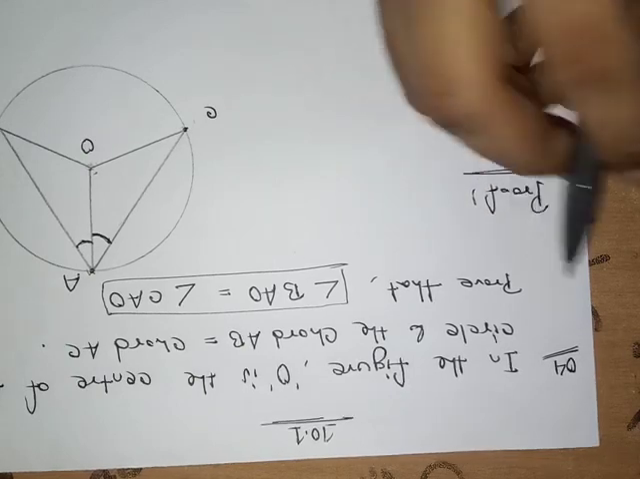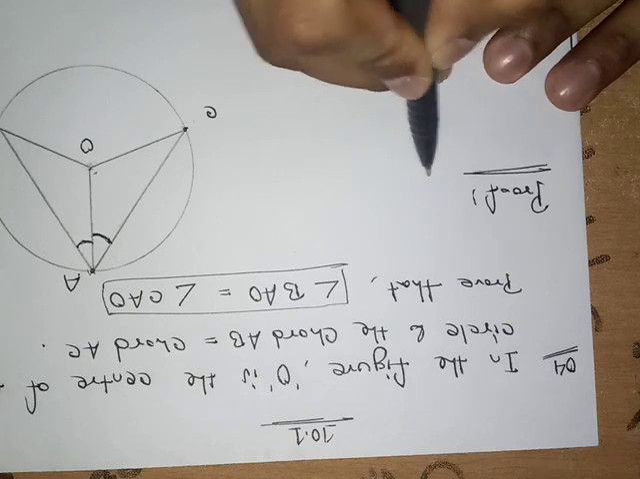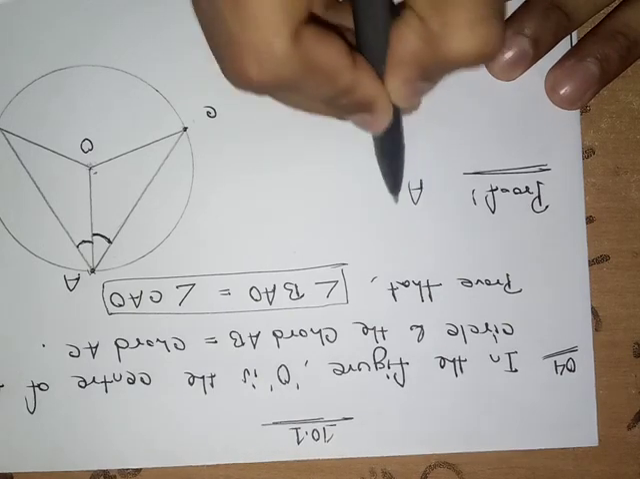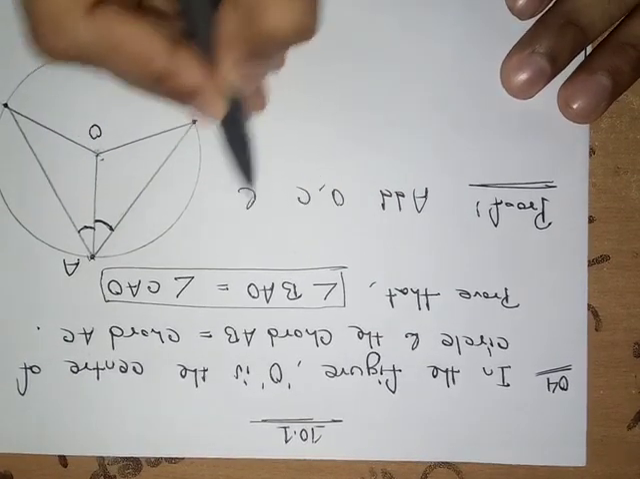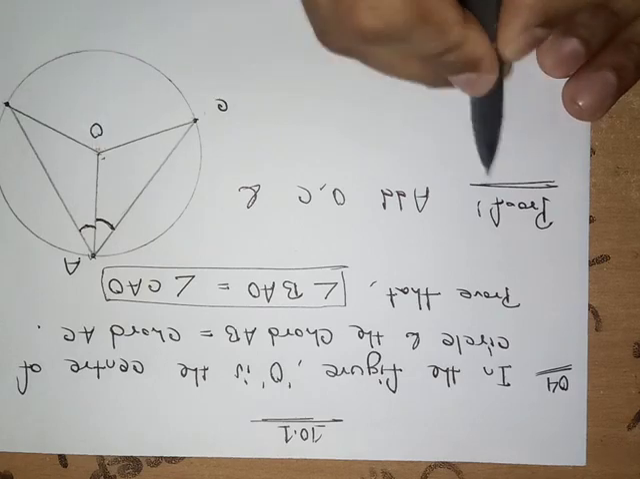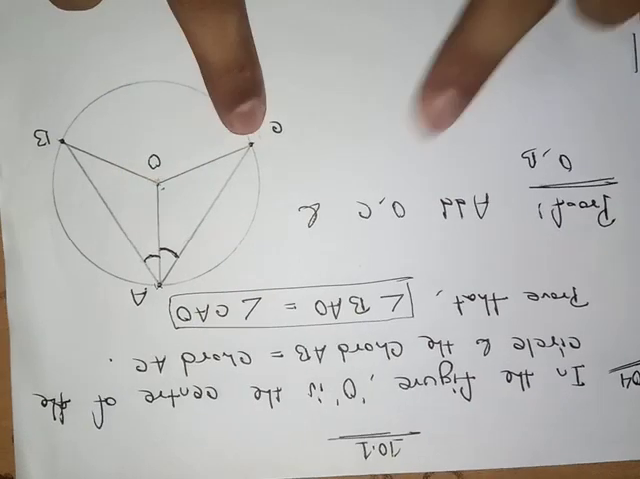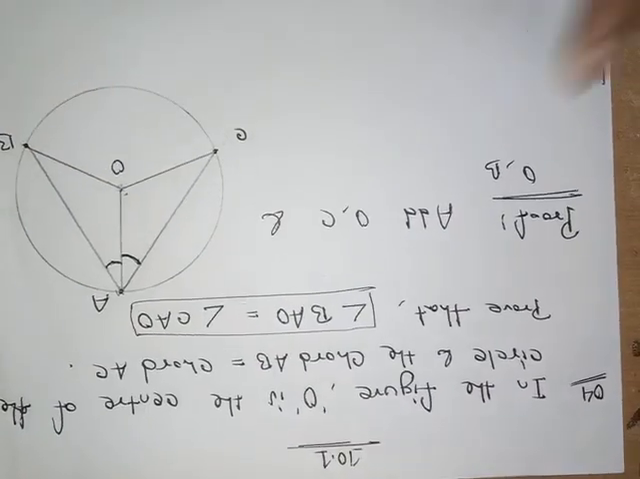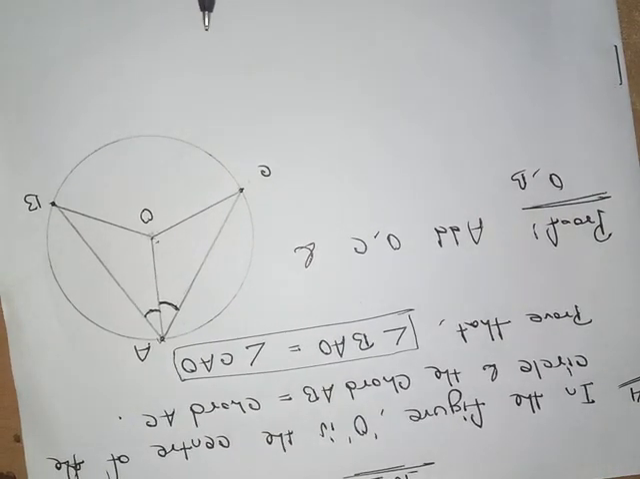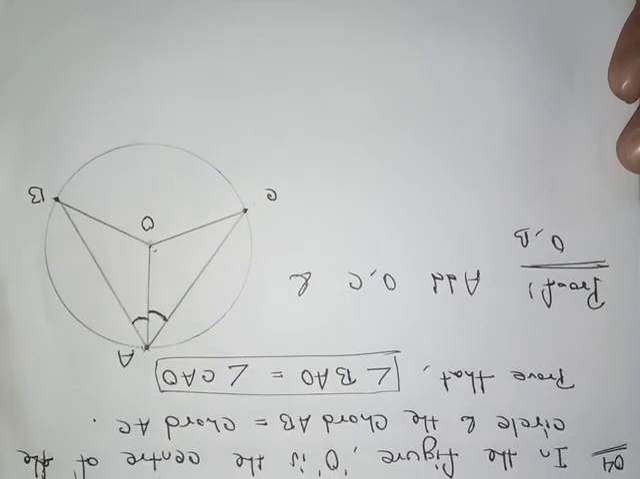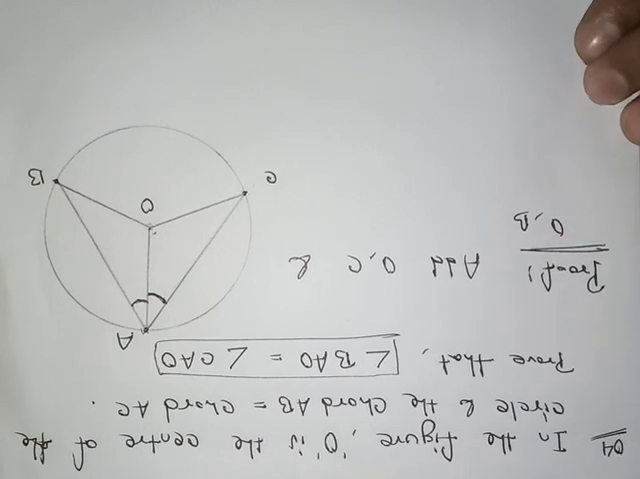Proof. What I have done first, add O, C, and O, B. Our first task is to join these 2 points O, C and O, B. Then we'll try to prove this theorem. It's not a tough one. It's the easiest theorem we are seeing so far.